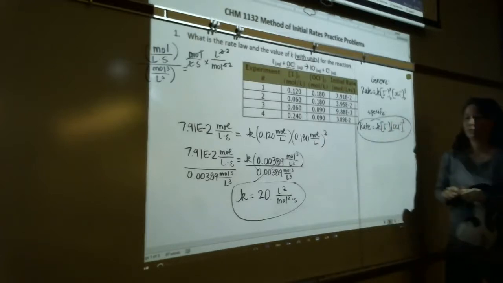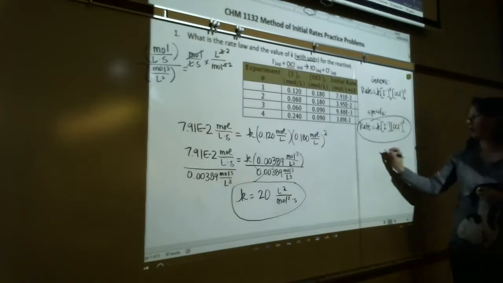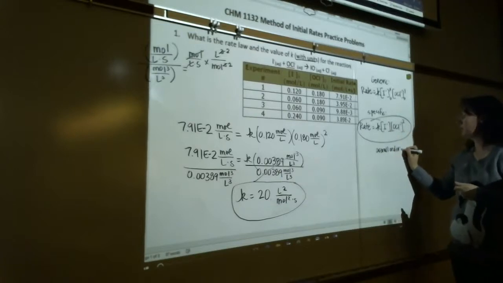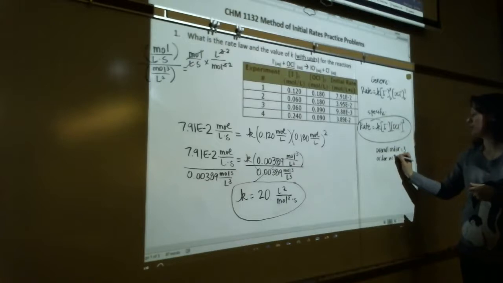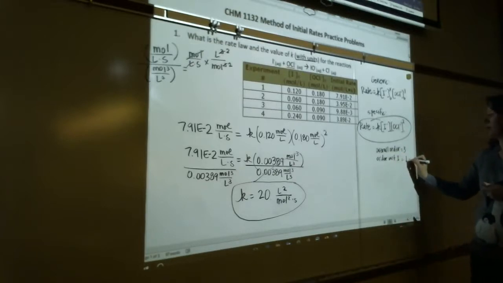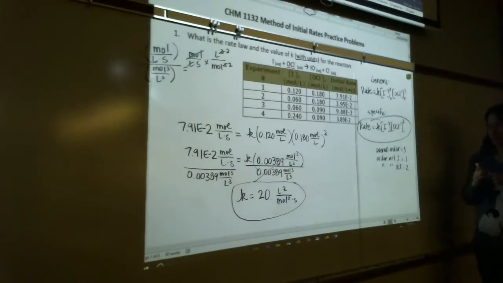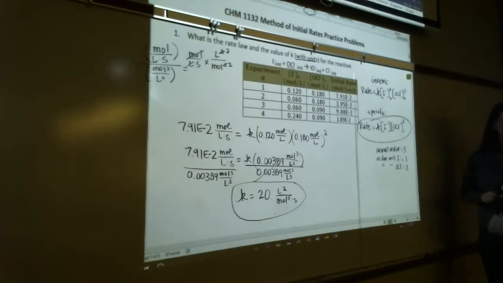But you said when you added the overall. To get the overall order, you add them together, yes. So the overall order would be third. The order with respect to I minus would be first, right? And the order with respect to hypochlorite would be second. Does that make sense? But I use this one to get K's units. Yes. Any other questions on number 1?